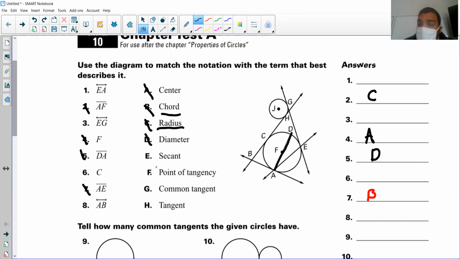Now secant. A secant is a line that goes through the circle. So it goes through the circle, in and out. It goes all the way through, like an asteroid that goes through a planet. And the asteroid that actually goes through the planet inside the circle is this one, AE. But I have to keep going. So I need the one with the arrows. So this is number 1. So that's E.